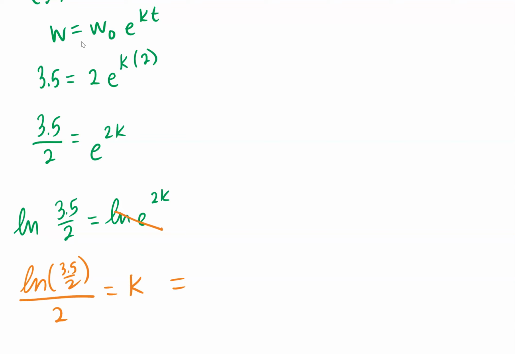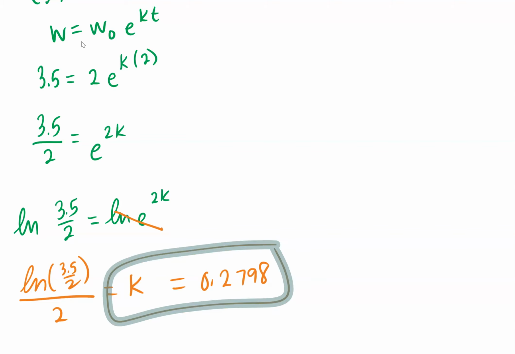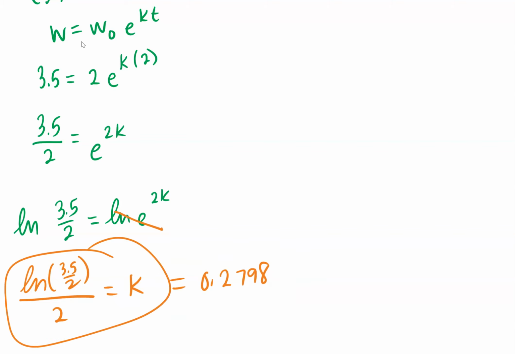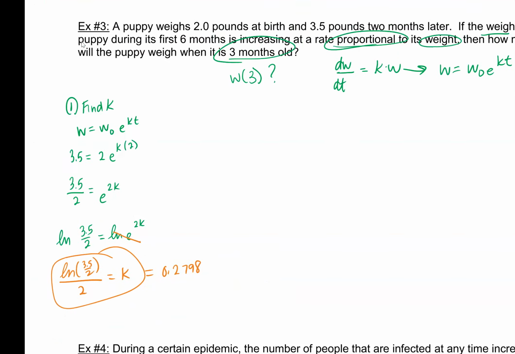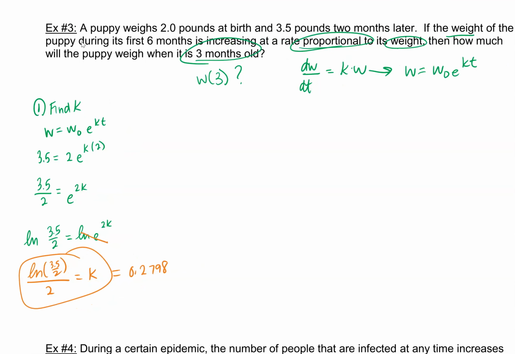So this is just going to be about 0.2798, right? That's fine. Honestly, you could leave it this way. That's coolio. All right, we found k, but really we want to know how much does it weigh when it's 3 months old. So we got to do that math, right?